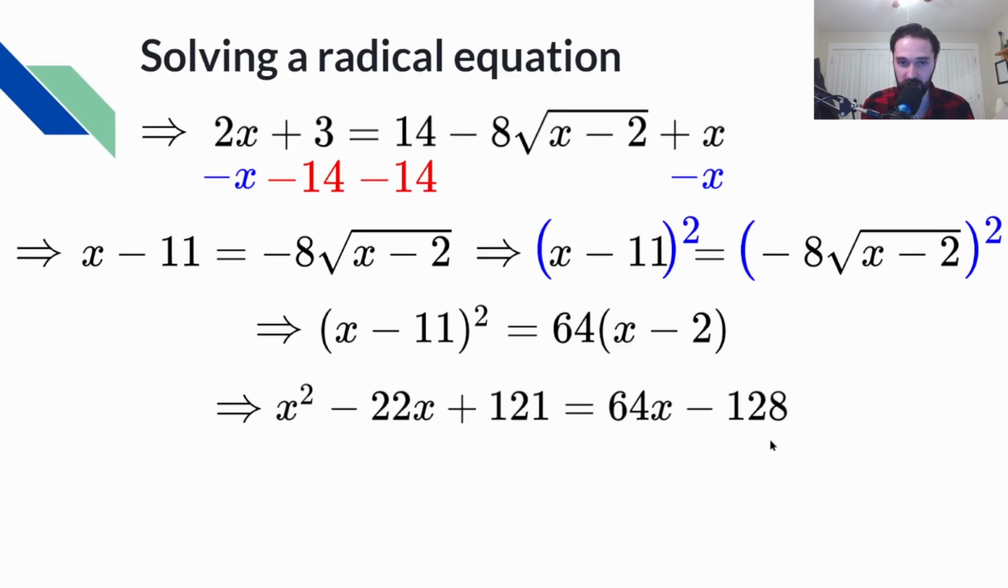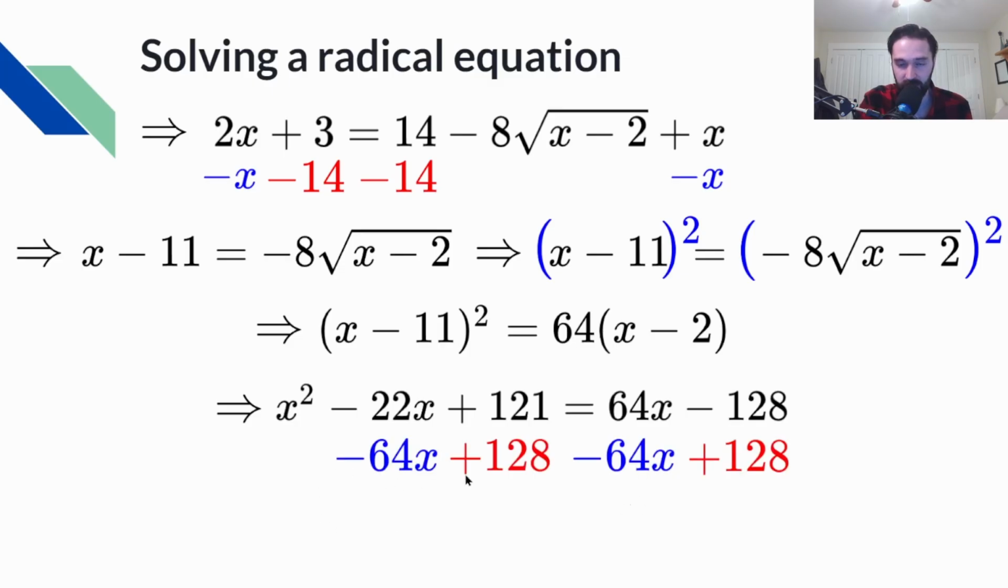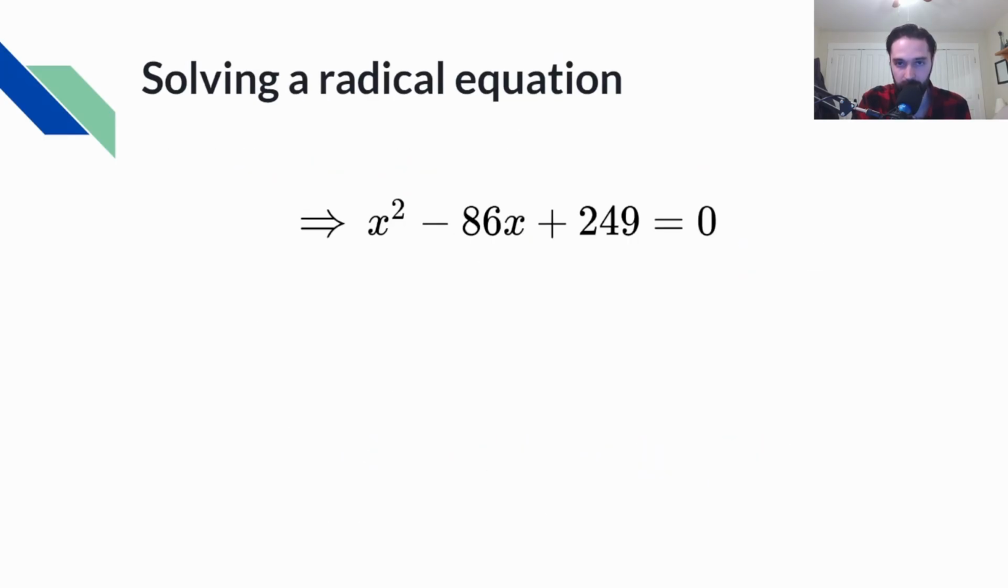We know how to solve quadratic equations. Let's put it in standard form. We're going to subtract 64x from both sides and add 128 to both sides. That gives us x squared minus 86x plus 249 equals 0. Let's take this result to the top of the screen. This expression on the left-hand side is factorable. We can factor it as x minus 3 times x minus 83.